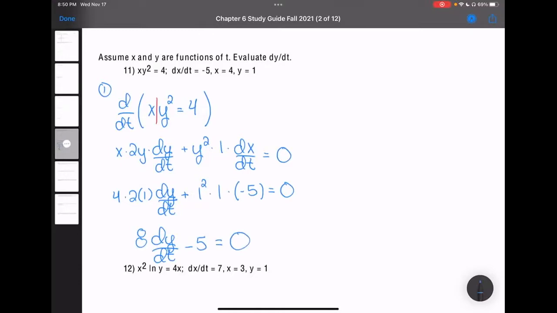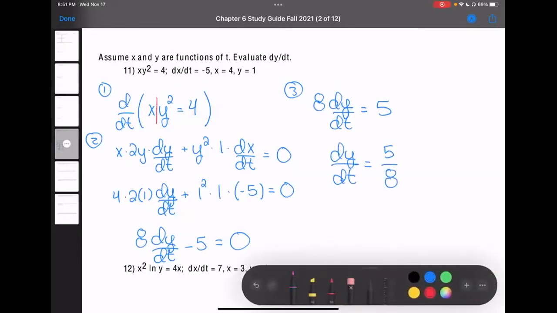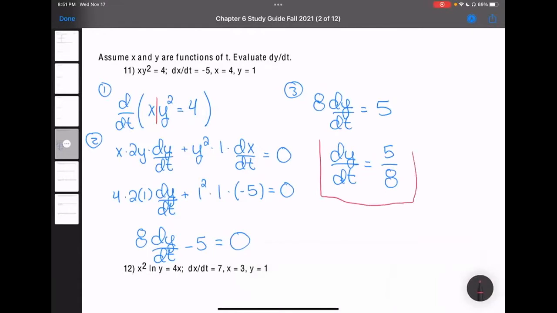Step 1 is to take the derivative. Step 2 is to plug in our variables. And step 3 is to isolate dy dt. So for this, we will have 8 dy dt equals 5 by adding 5 to both sides. Now we divide both sides by 8, giving us our answer of 5/8. The answer to the first problem is done.